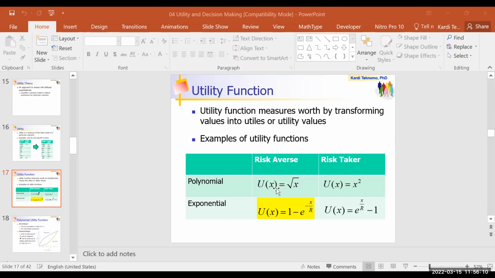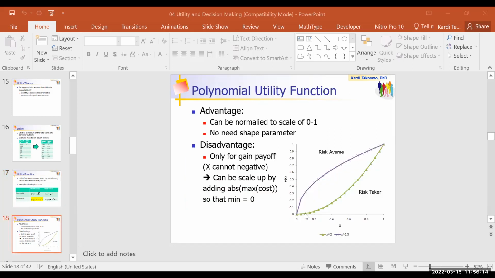When I plot this function, using polynomial, the purple line here is the square root of x, and the green line is x squared. So the green line is the risk taker, and the purple line is the risk averse. From the shape of the utility function, you will know whether it is risk taker or risk averse. How do you know? The curvature, you see here.